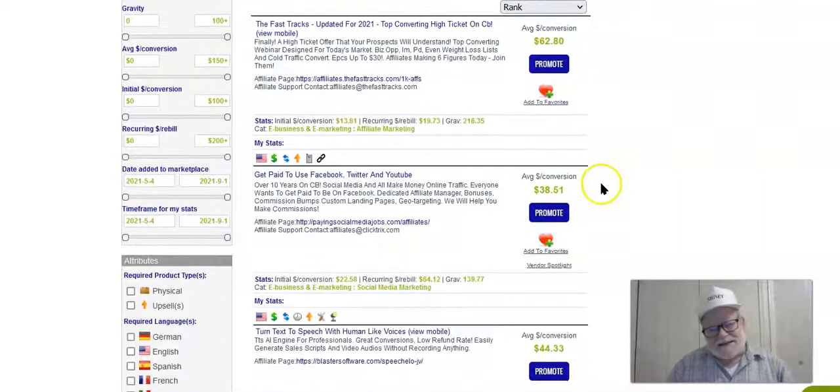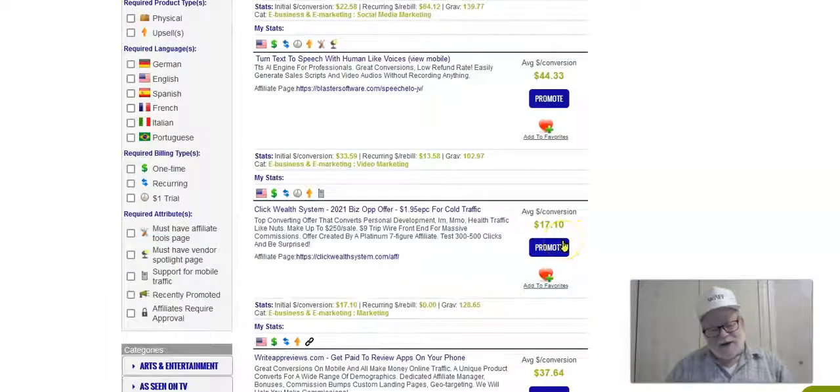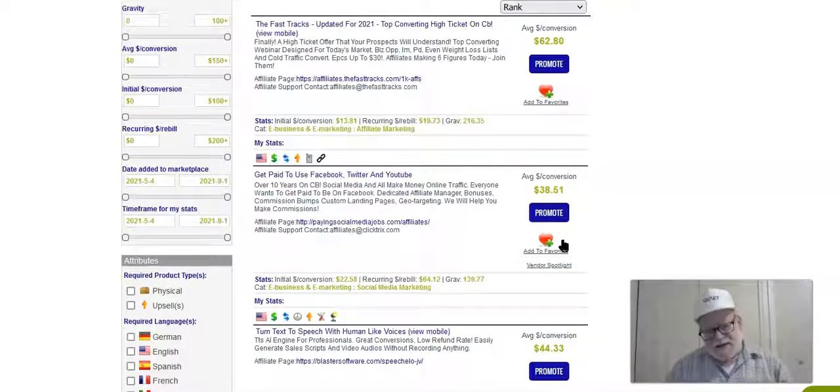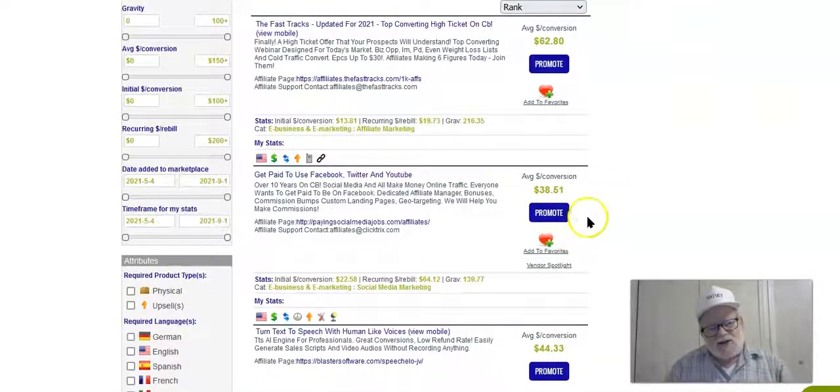So you do want to see an array of different pricing. And here you can see 62, 38, 44, 17 on the low end. So that's one of the things you want to look for as well. So you want to look for numerous products in the niche. You want to look at a variety of pricing. Now, you also want to look at something that's extremely important, and that is right here. This is affiliate pages. Not every vendor on Clickbank has these, but these are assets that you can use to promote their product. These are assets provided by the vendor, by the creator of the product.